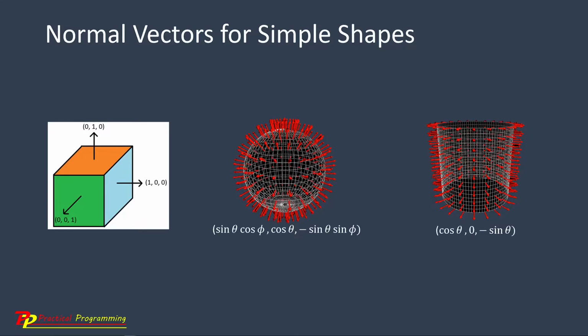For the round tube, its normal can be written in this form: the x component is cosine theta, the y component is 0, which means it is independent of the y position, and the z component is minus sine theta. It's just the coordinate in the cylindrical coordinate system.